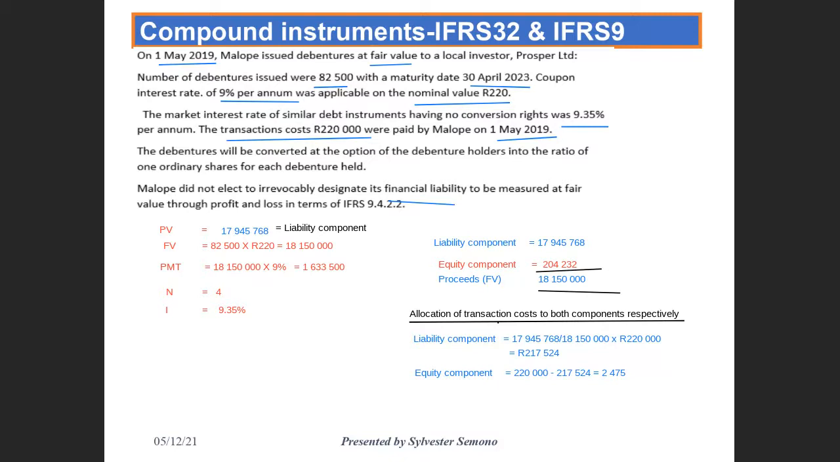But because we are going to affect our present value, remember the liability component comes from the present value. It means we are compelled to make sure that we calculate the adjusted effective rate. Remember here, this effective rate was given to us. So now we need to make sure that we go and adjust this 9.35. Why? Because we need to incorporate the transaction costs which have been allocated to the liability. Meaning I need to have something like this. I've got PV, FV, PMT, and something like that.